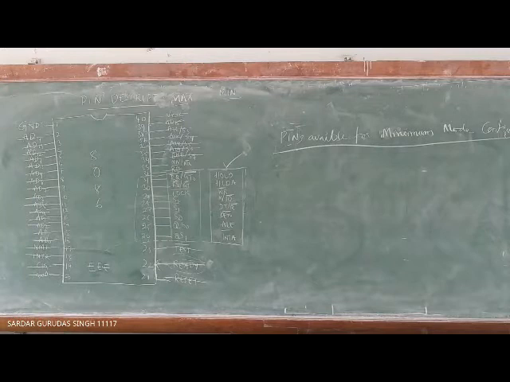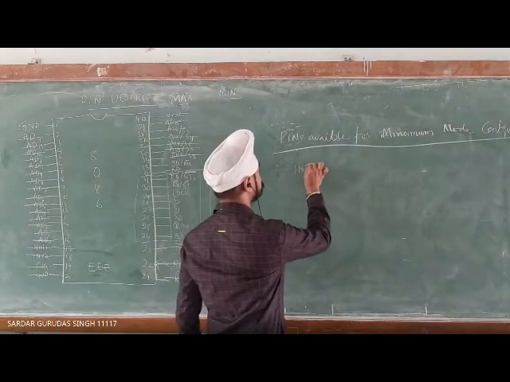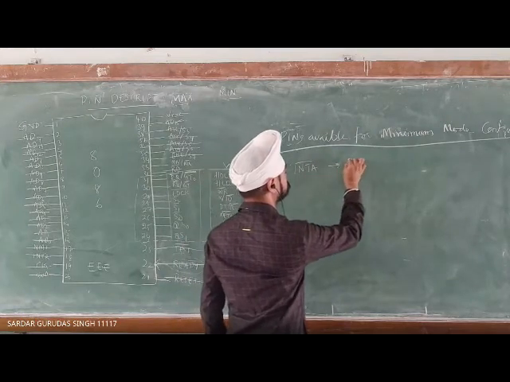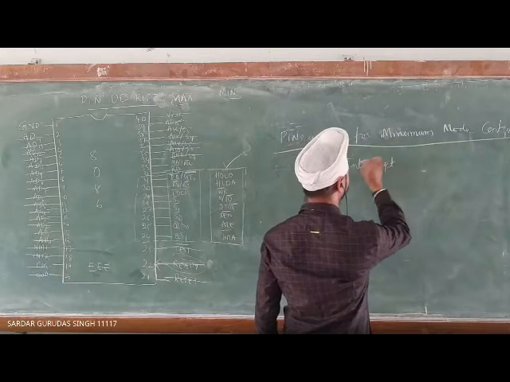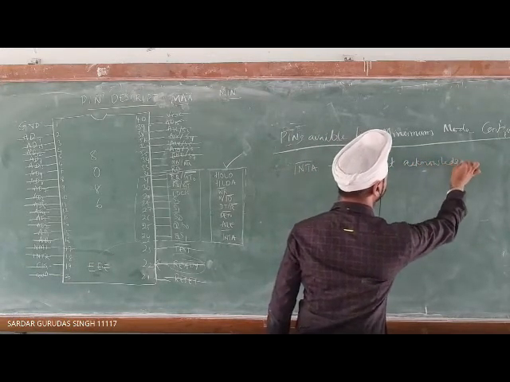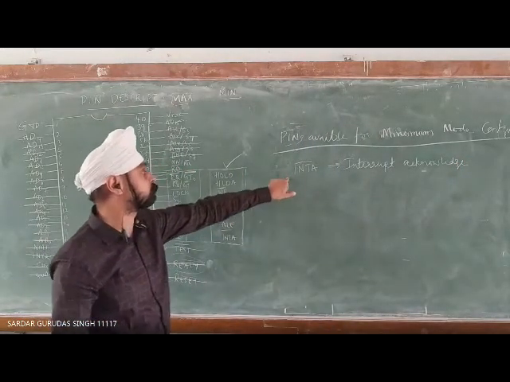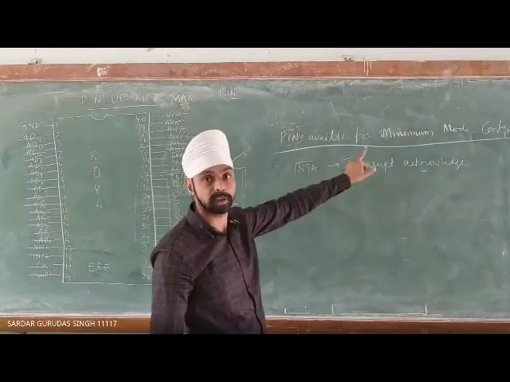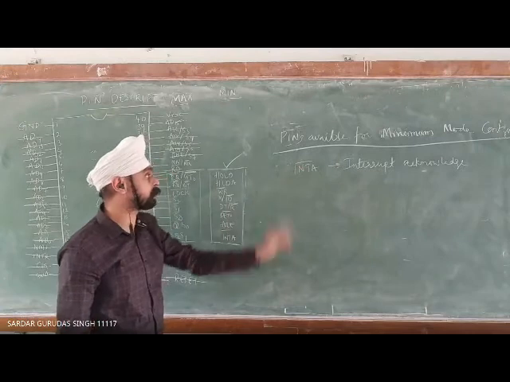Interrupt acknowledge signal, INTA bar. Interrupt acknowledged. So this is an active low signal which indicates that your processor has acknowledged the interrupt request.